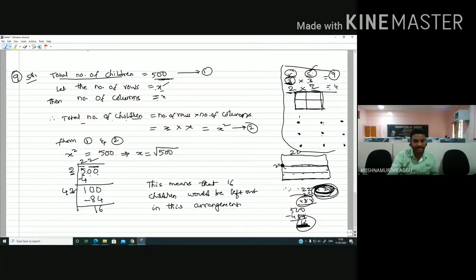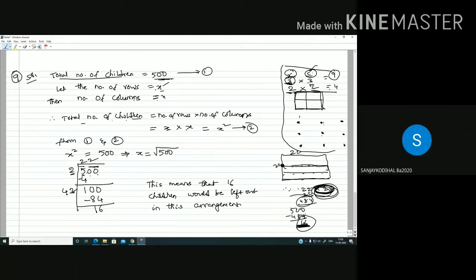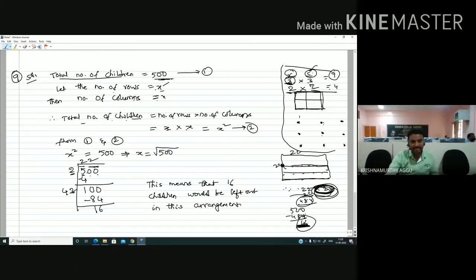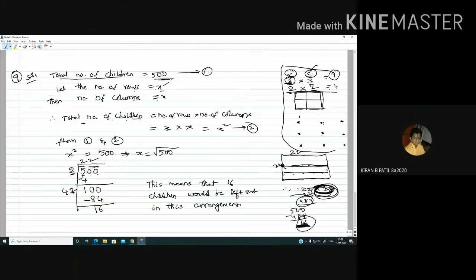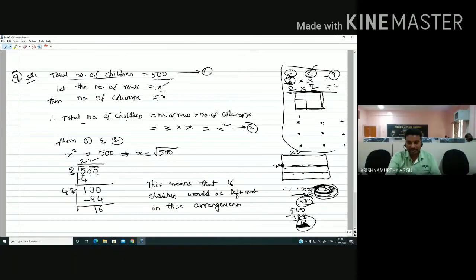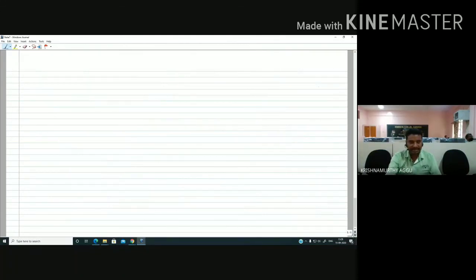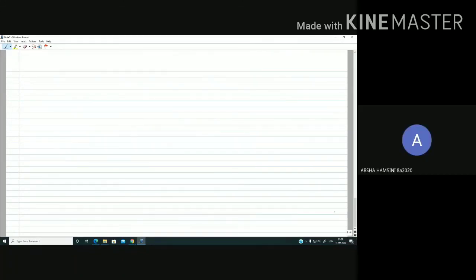Okay. Same like this only. Total number of children here, but in that question, total number of plants, and the condition is the same. If you are assuming the number of rows as x, the number of columns is also x. So we will proceed with our question. Sir, we will follow that fifth question method, sir.